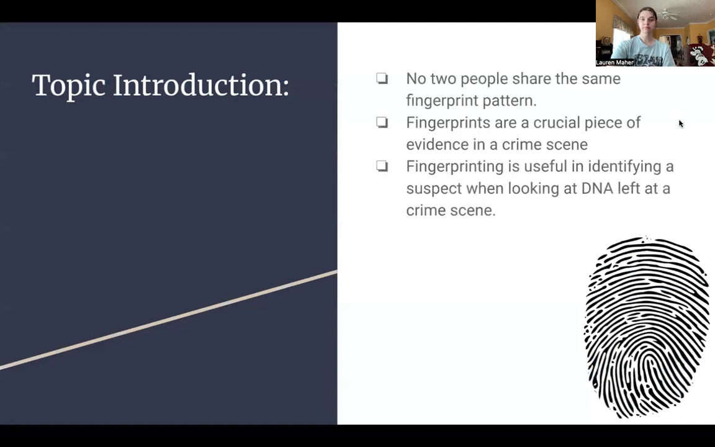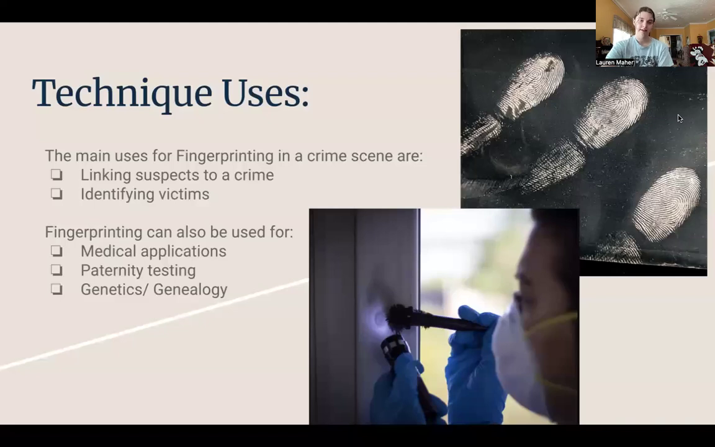Fingerprinting. No two people share the same fingerprint pattern. Fingerprints are a crucial piece of evidence in a crime scene. Fingerprinting is useful in identifying a suspect when looking at DNA left at a crime scene. Technique uses. The main uses for fingerprinting in a crime scene are linking suspects to a crime and identifying victims.